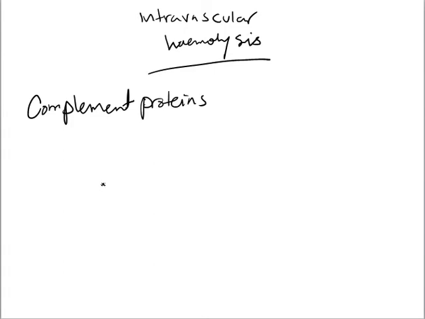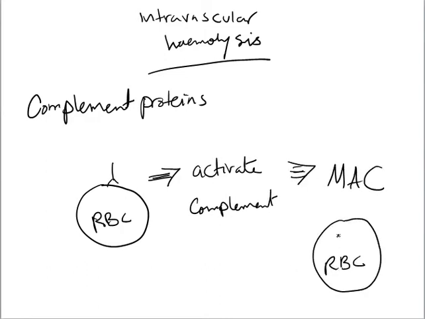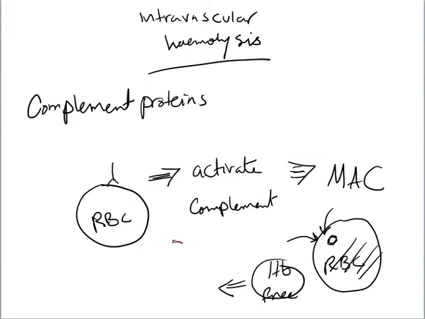So again, in intravascular hemolysis, as we said, the binding of antibody to the antigen will lead to activated complement proteins, which will form pores on the red cell membrane, leading to lysis of the RBC. So the hemoglobin will be free in the circulation, harming organs such as the kidney.